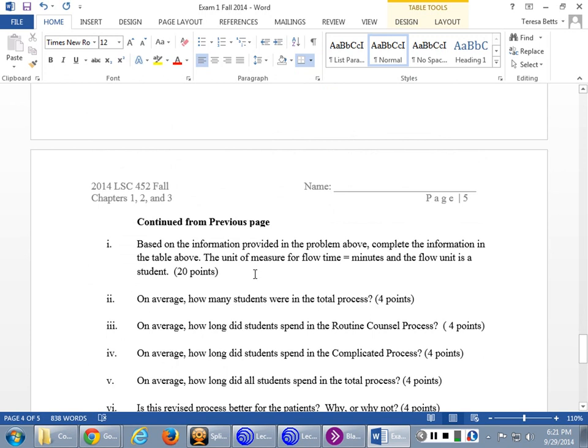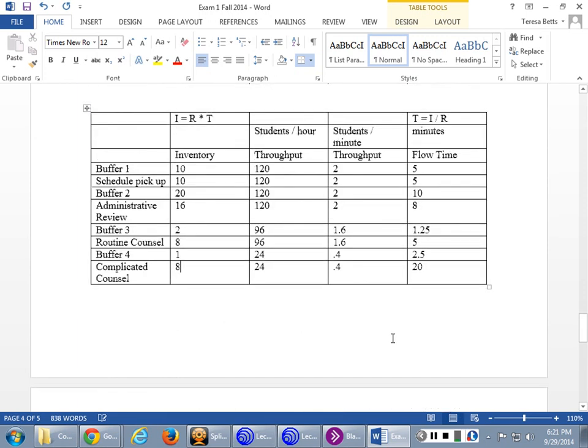Okay, so we filled out the table. On average, how many students were in the total process? We said 75 because we summed up all of the inventory. On average, how long did students spend in the routine counsel process? I had a couple people that just, I probably could have tried to come up with a clearer way to say that. I just took off a couple points for that.